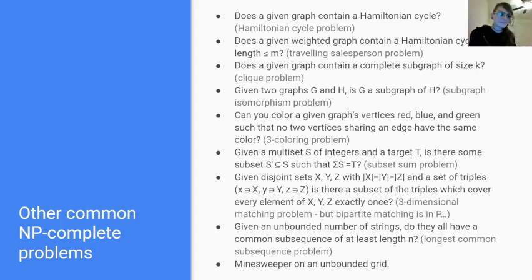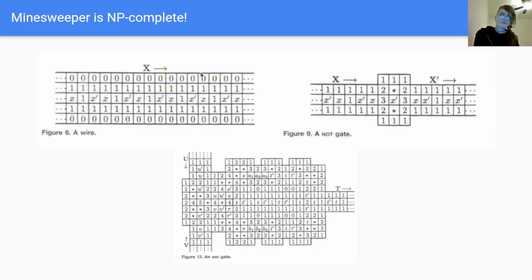Anyway, I'll show you an example of what I mean by Minesweeper here from the original paper of the proof. This is still a bit overwhelming, don't panic. But here are the 3 components you need to make a computer out of Minesweeper. First, there's a wire. You need to be able to get signals from one place to another in your computer. And this is what it looks like. Let's just look at the wire for right now.